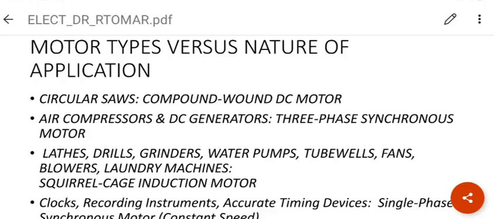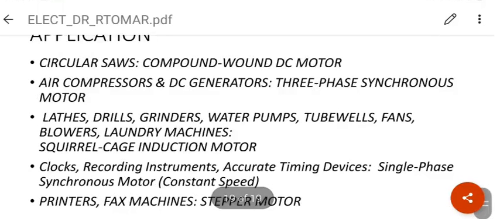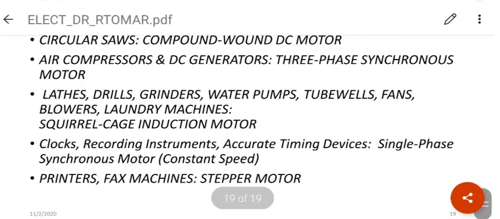Air compressors and DC generators may need some DC motor to get them going. So this is where we are saying a three-phase synchronous motor may do the job. If you're using a DC generator somewhere, it is best to use a synchronous motor because that generator generally has to be run at a constant speed. Many more examples here for your future reference.